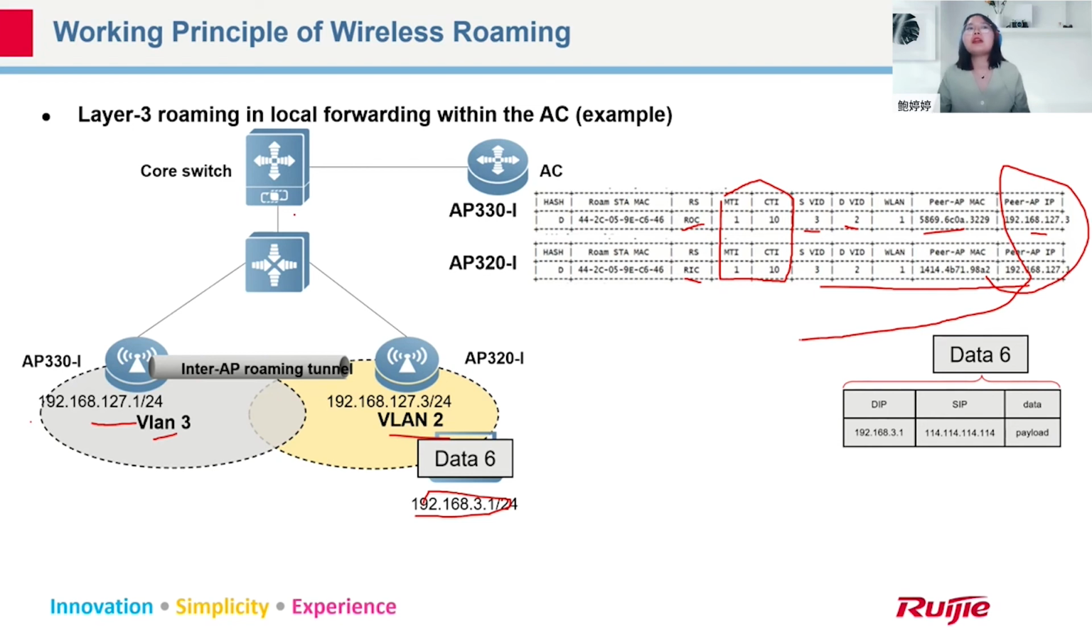In this process, we will establish the inter-AP roaming tunnel directly between the APs. And we will get the roaming table information. And when we receive the message, I will directly change the VLAN information to keep the station using the original IP, and it still reaches the destination. So this is layer 3 roaming in the local forwarding. It's easy for you to understand, right?